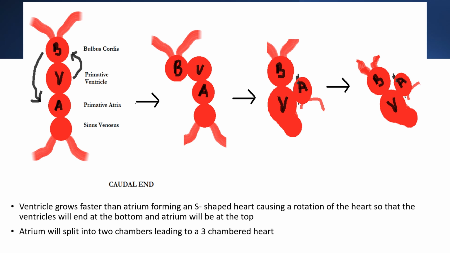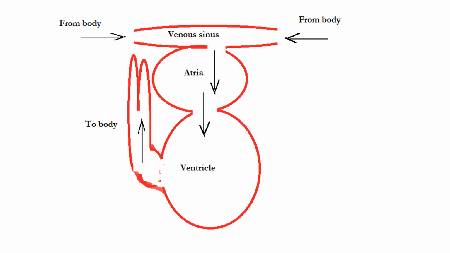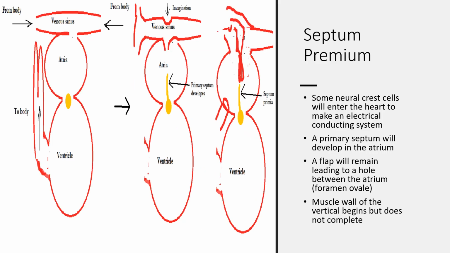And eventually we'll see a split in the atria, giving us a three-chambered heart. So we have the atrium on top, ventricles on the bottom. Remember, whenever we're dealing with anatomy, we're always dealing with anatomical position. So what I'm talking about is you have the venous sinus here. The venous sinus drains into the atrium, into the ventricles, and then it goes out the body, and it continues to cycle over and over again, now with a three-chambered heart. The atria are on top, the ventricle is on the bottom.